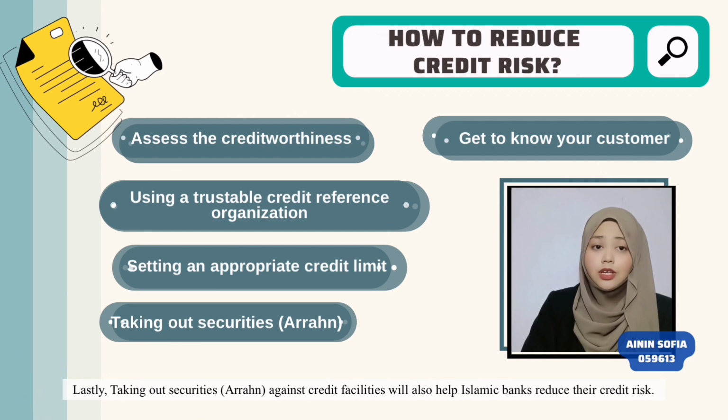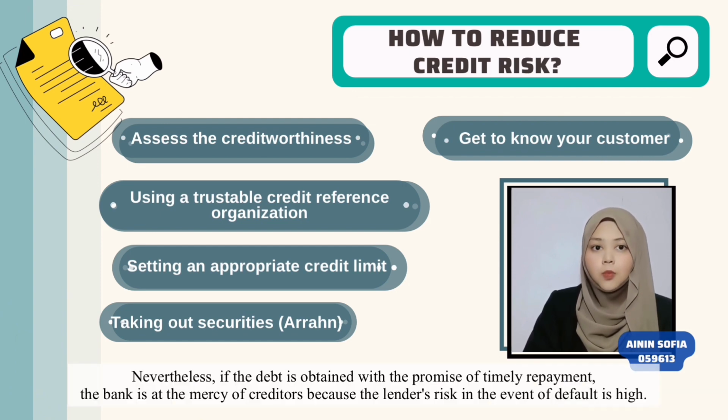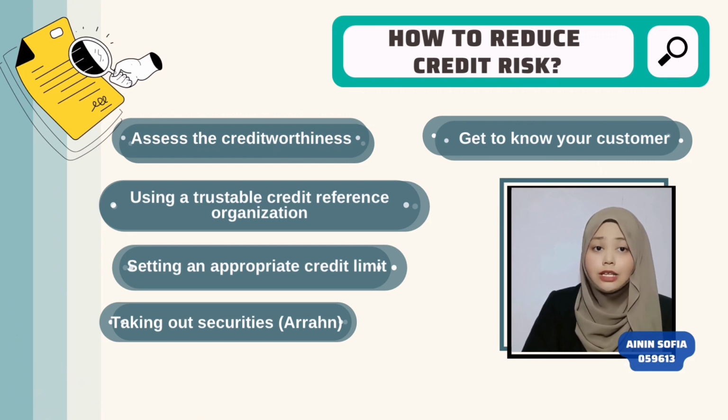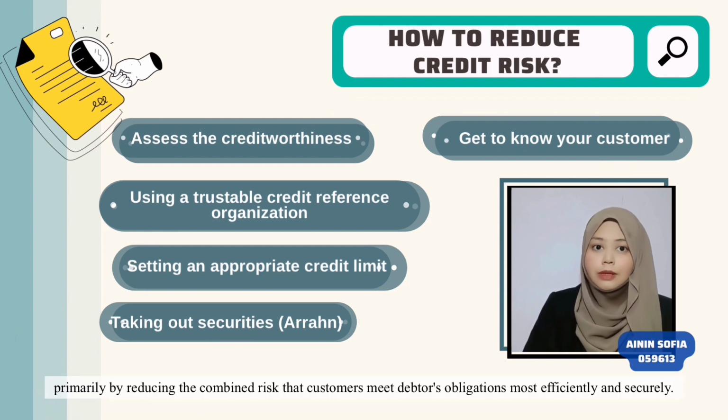Lastly, taking out securities, arhano, against credit facilities will also help Islamic banks reduce their credit risk. Nevertheless, if the debt is obtained with the promise of timely repayment, the bank is at the mercy of creditors because the lender's risk in the event of default is high. The purpose of using arhano in the credit process is to protect creditors' interest, primarily by reducing the combined risk, so that customers meet debtor obligations most efficiently and securely.